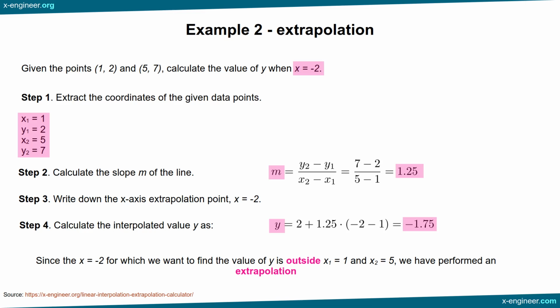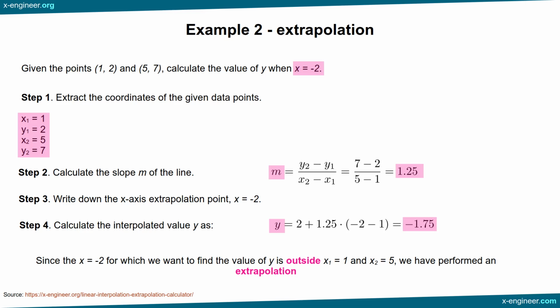Step 3. Now, we write down the x value where we want to estimate y, which is x equals minus 2. Step 4. We apply the interpolation formula, y equals y1 plus m times (x minus x1). Substituting the values, we get y equals 2 plus 1.25 times (minus 2 minus 1), which equals minus 1.75. So, when x equals minus 2, the extrapolated y value is minus 1.75.